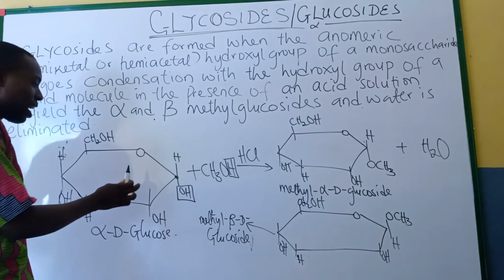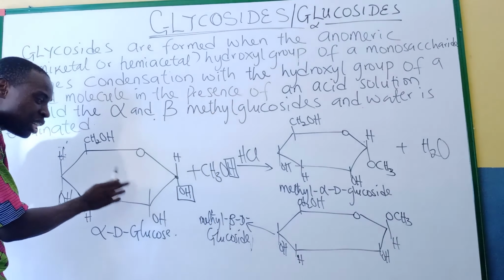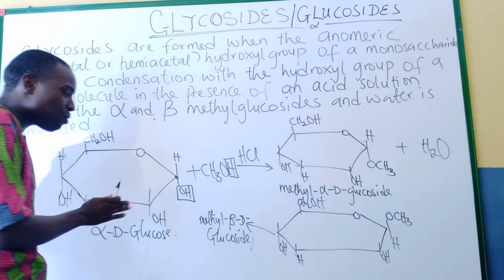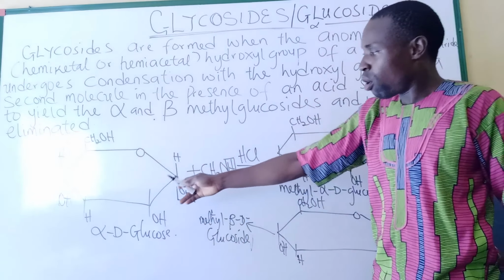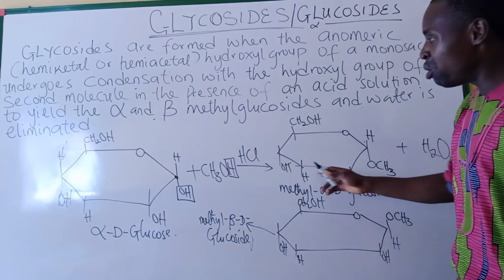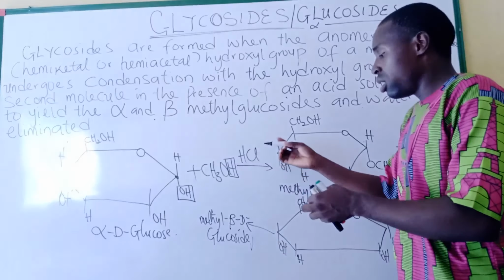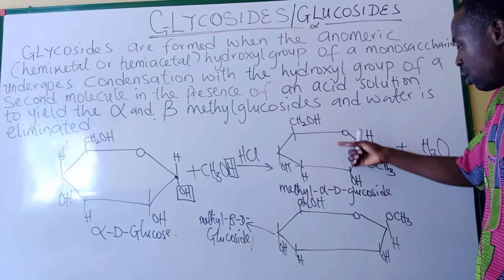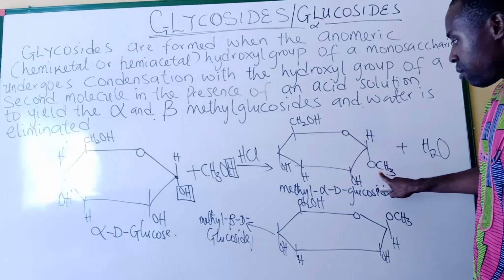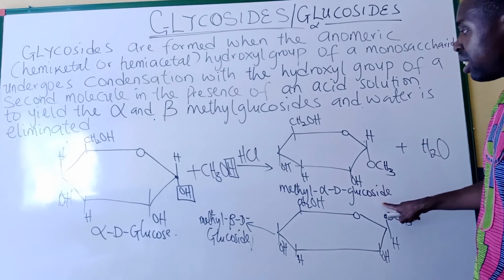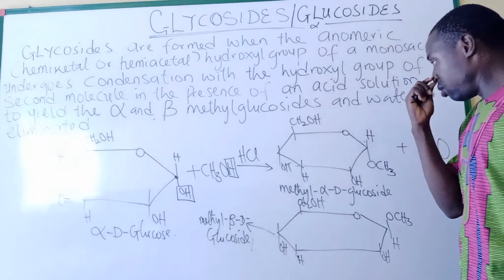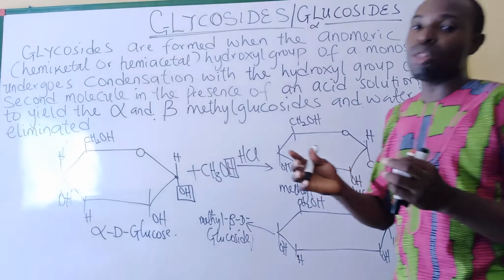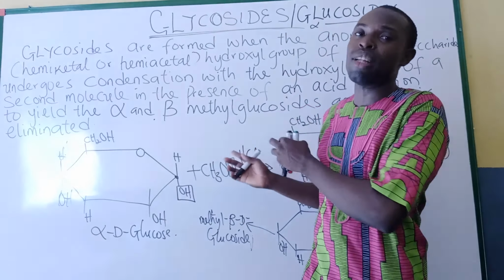And remember that both the alpha and the beta form of this glucose in the solution is what will react with this methanol in the presence of a dilute acid to give us the methyl alpha-D-glucoside and the methyl beta-D-glucoside. And that is what ends the topic for this particular video.